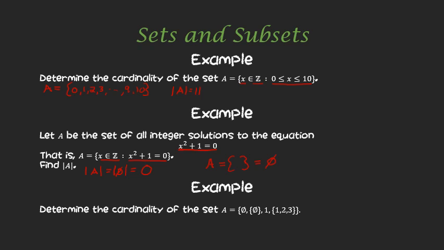So A has, let's count up the elements here. Here's one element. Here's a second element, the set containing the empty set. So we have the empty set as an element. We have the set containing the empty set as an element. 1 is an element, and the set containing 1, 2, and 3 is an element. And so this set A has 4 elements, and so that's the cardinality of A.